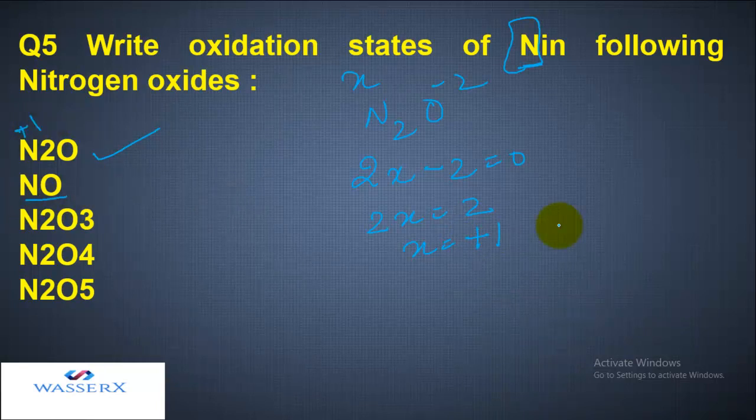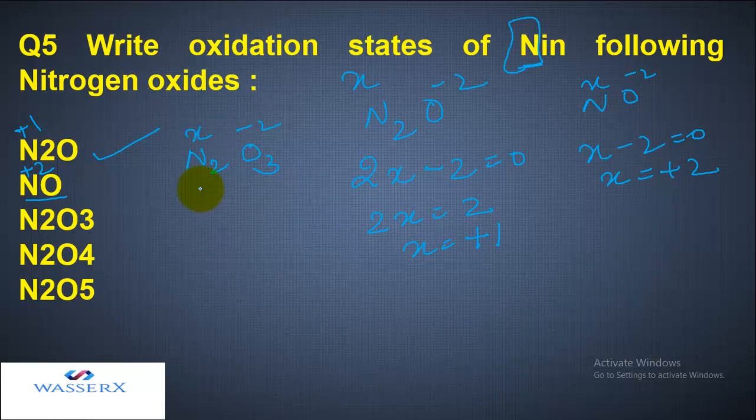Let's find for NO. So X, and this is -2. So X minus 2 is equal to 0, or we can say X is equal to +2. So for this nitrogen, it is +2. Let's find for N2O3. Let's say this is X and this is -2. So this is 2X minus 6 is equal to 0, or 2X is equal to 6, or X is equal to +3. So in this case, it is +3.